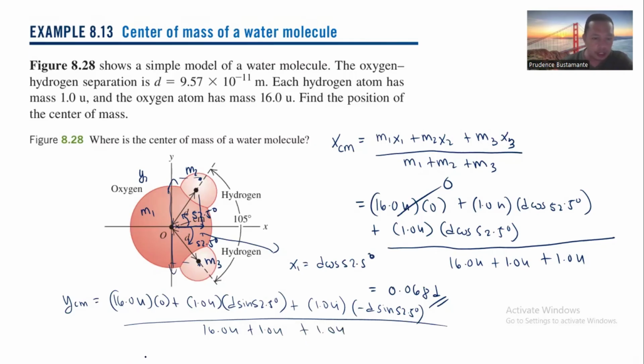Plus this one will just add 0, then the y center of mass is equal to 0. So the center of mass for this molecule is somewhere at 0.068 times d. So you can locate the center of mass. If you substitute, along x, the x center of mass is equal to 0.068 times 9.57 times 10 to the negative 11 meters.